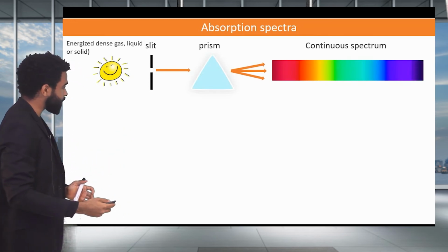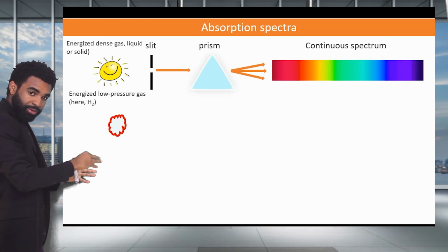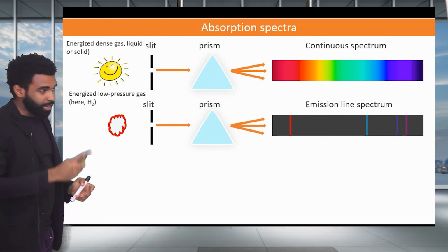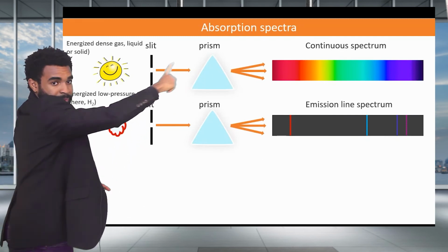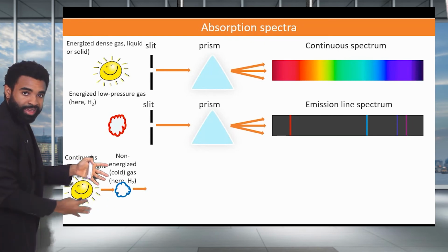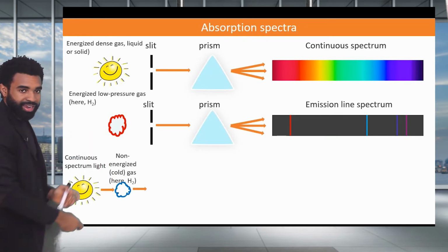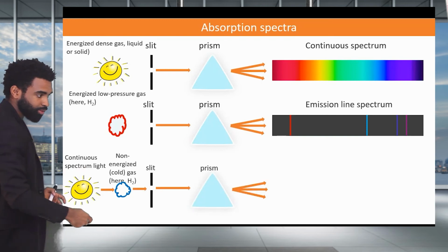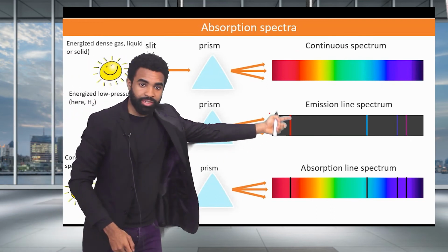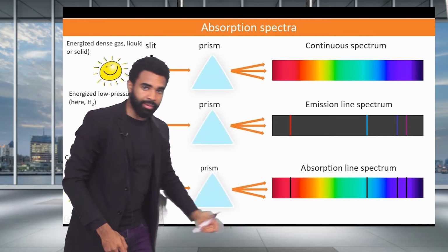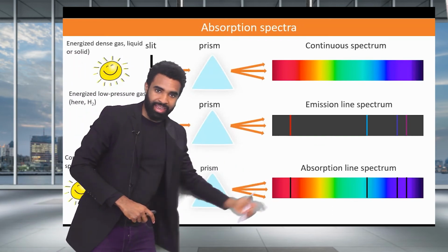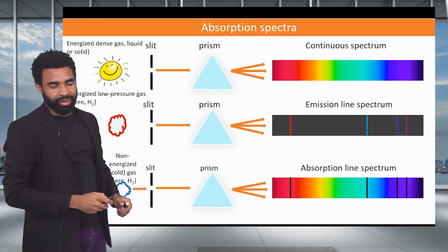On the other hand, if you take a low pressure gas and you energize it, you get the line spectrum. Finally though, you could take continuous spectrum light like that and pass that through a cold non-energized gas. Again, in this case, we're using hydrogen. What you get this time is something that looks like that. So each of the emission lines is mirrored in this absorption line spectrum, but it's kind of flipped. Here we have a dark line against the full spectrum background.